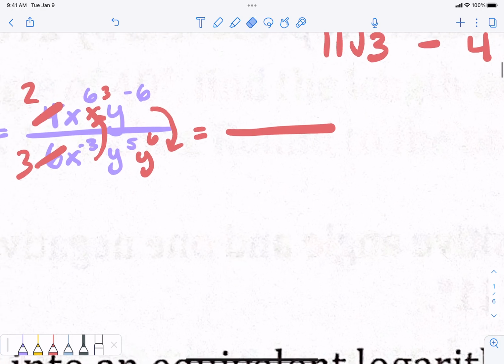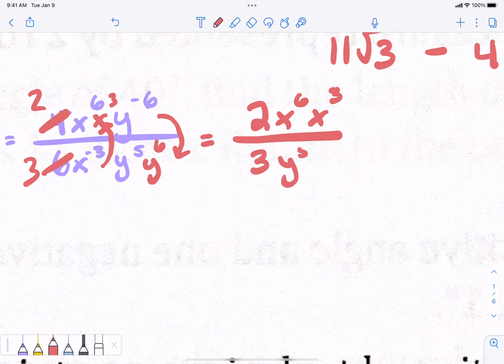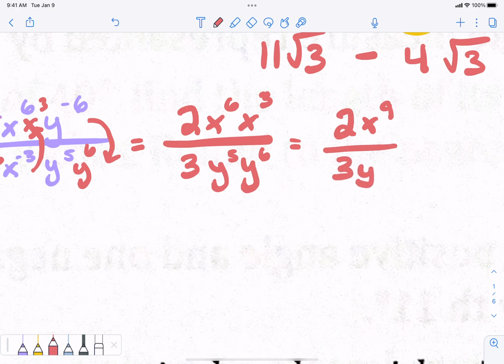Okay, so I'm going to write out all my stuff. So I have 2x to the sixth, x to the third, right? If you don't want to write the step out, you don't need to. I have 3y to the fifth, y to the sixth. I'm just writing everything out. Okay. So now we are adding the exponents. We're not multiplying them. So 2x to the ninth, excuse me, 9, not 18, right? The bottom is 3y to the 11th.